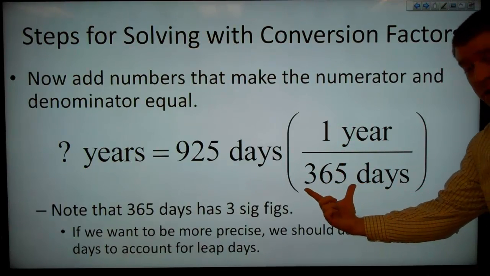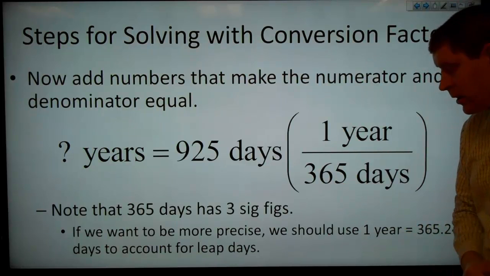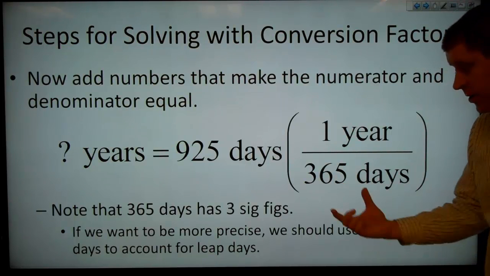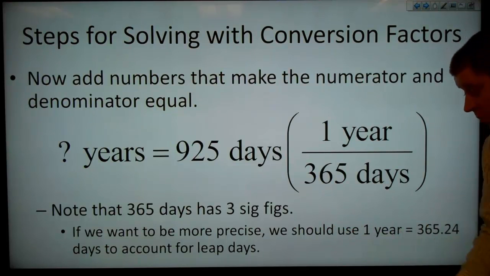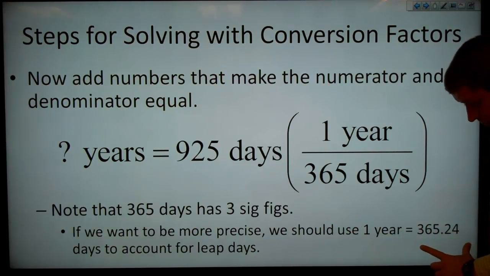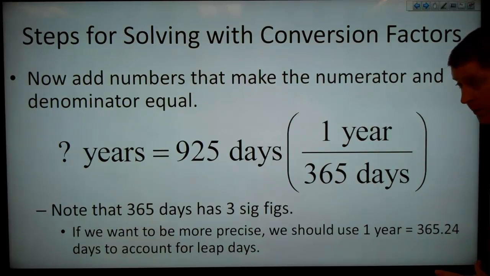And note here that 365 days has three sig figs. The one is an exact number. If we want to be more precise, we should use 1 year is equal to 365.24 days in order to account for leap days.